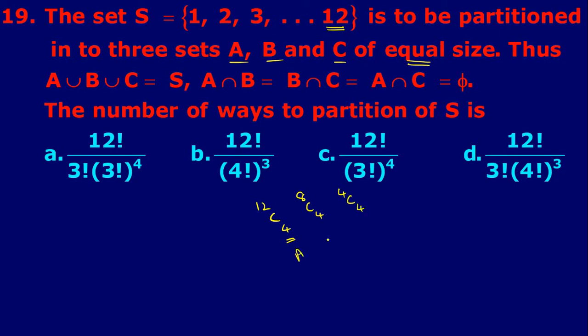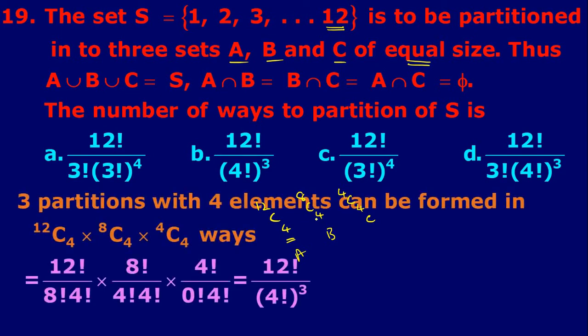So this is set A, this is set B, and this is set C. Set A can be formed in 12C4 ways, set B in 8C4 ways, and set C in 4C4 ways. One event can be done in 12C4 ways, another in 8C4 ways, and the third in 4C4 ways. Together we can form it in 12C4 into 8C4 into 4C4 ways.